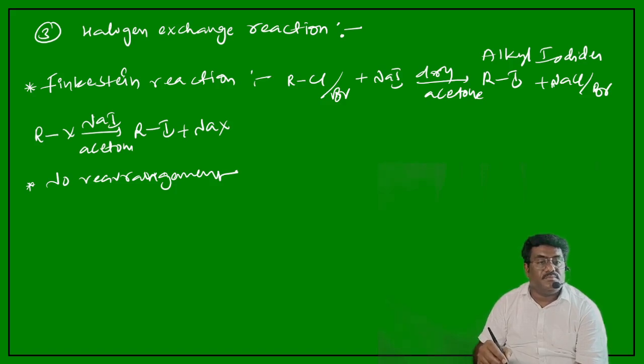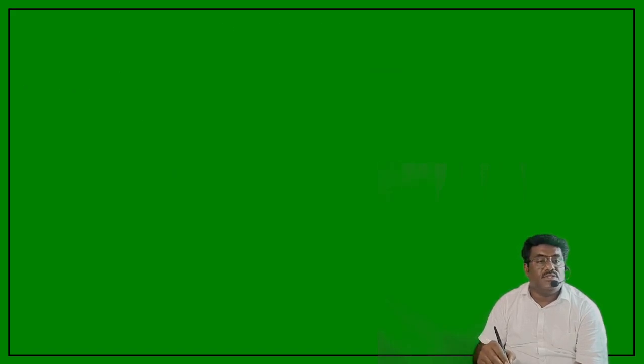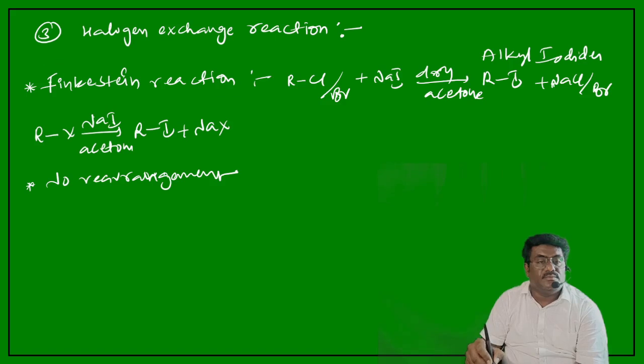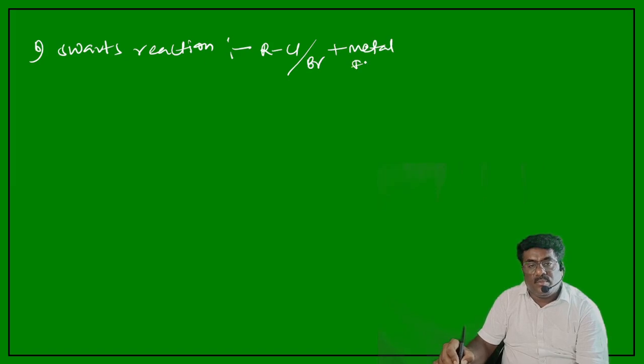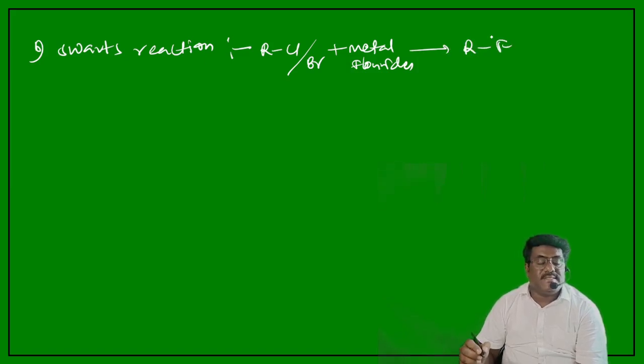Next is the Schwarz reaction, in halogen exchange reactions. The Schwarz reaction is the preparation of alkyl fluorides: alkyl chlorides or bromides, in the presence of metal fluorides, give alkyl fluorides.